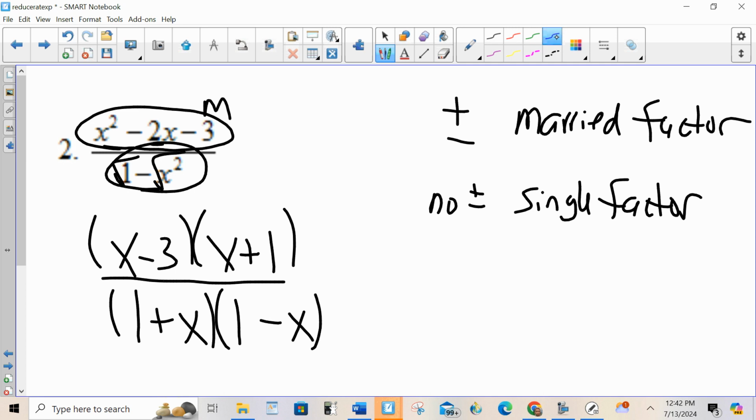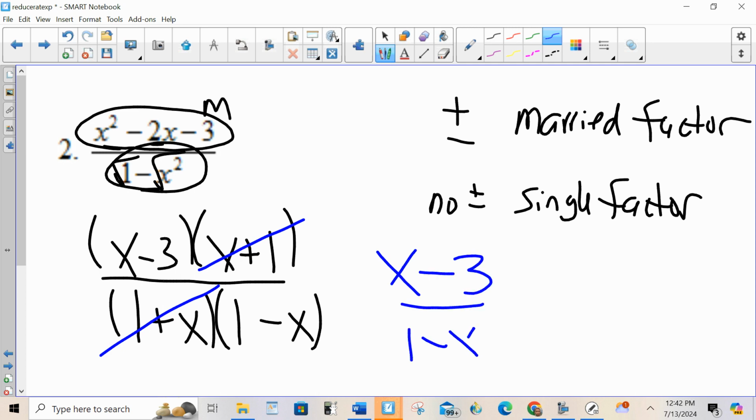Now I cancel common factors. Do I have anything the same on top and bottom? Yes. x plus 1 and 1 plus x. Even though they're written backwards, in addition, order does not matter. We will talk about a twist on that. So I'm left with x minus 3 on top, 1 minus x on bottom.